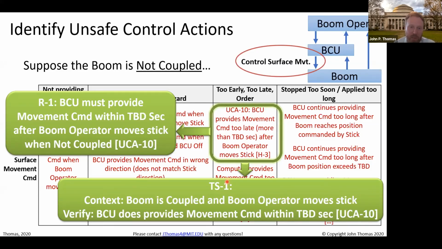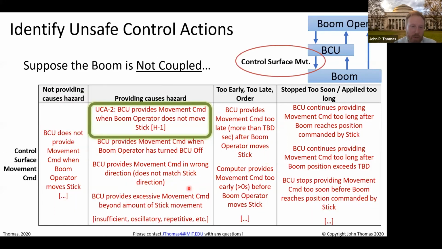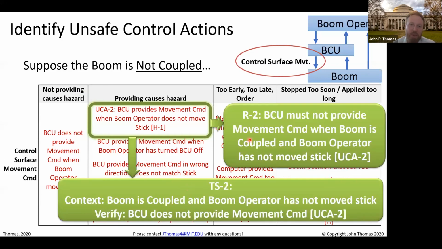If we want to prevent UCA 10, we better enforce that requirement, and we should probably double check and do testing as well. All right, here's another one. Let's look at the second column. BCU provides movement command when boom operator does not move the stick. Well, the requirement is must not provide.